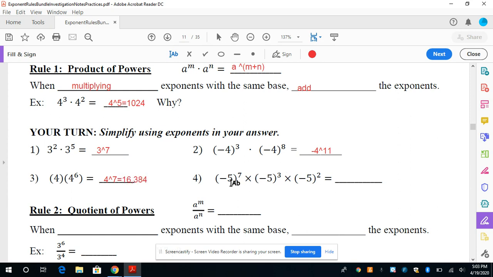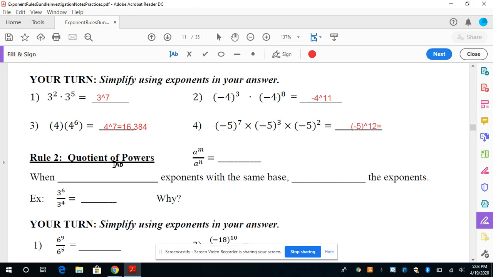Alrighty. And next one, again, all the same base. I'm not tricking you here. So you have negative 5, and let's put this in parentheses because they did that as well. Negative 5, add the exponents, so 7 plus 3 plus 2 is 12. Oops, to the 12th power, and put in your parentheses when you put it in your calculator. That's a really big number. You can leave it as negative 5 to the 12th.